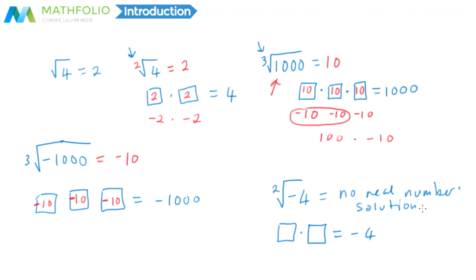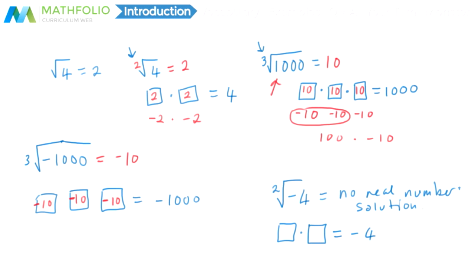Now, some of you out there might be thinking, well, there's imaginary numbers. And imaginary numbers are outside of the real number system. It's basically where we use the letter i to represent the square root of negative 1. However, that's not something we're going to look at in this tutorial. So if you're looking at the square root of a negative number, for the purposes today, just think of this as being no real number solution.